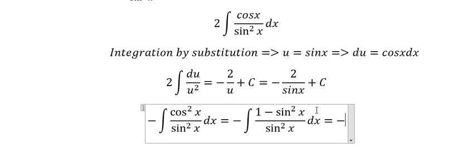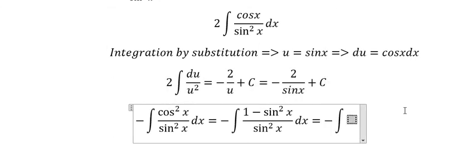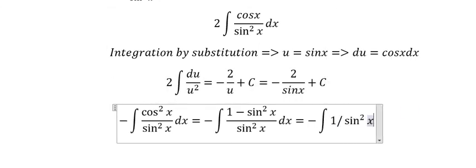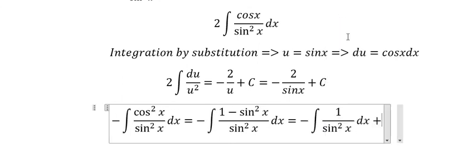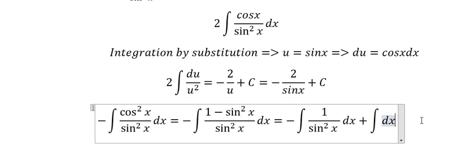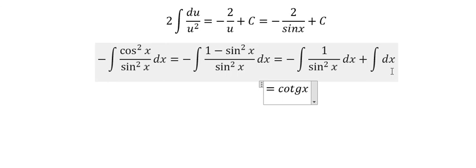We separate them in here. Integral 1 over sine x power 2, you get cotangent x. And the next one, we have the integral dx, that's x plus c.